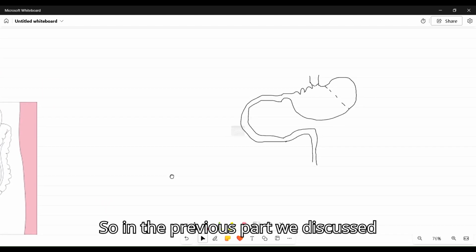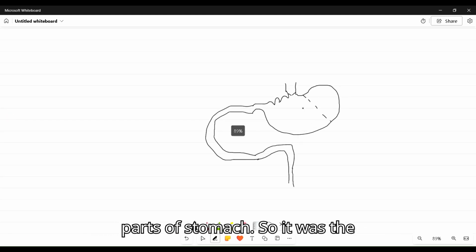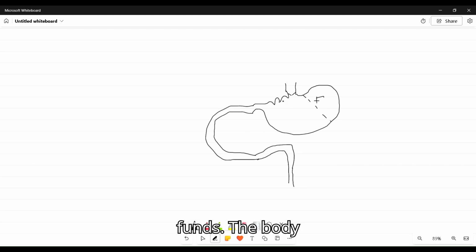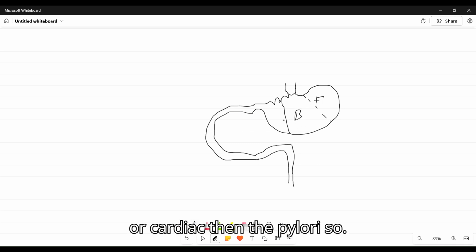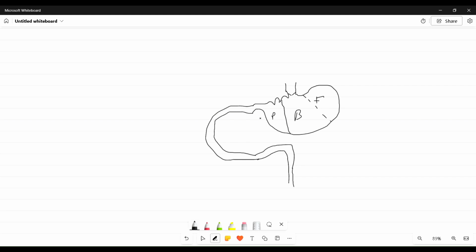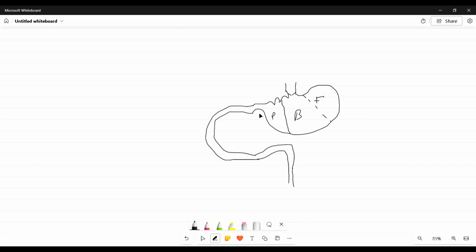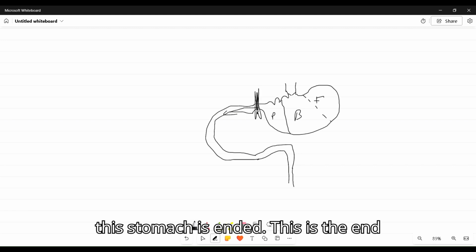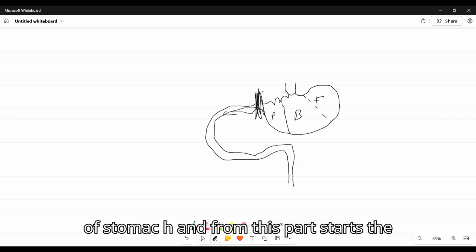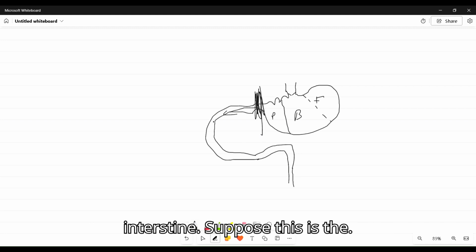In the previous part we discussed the stomach and the three different parts of the stomach: the fundus, the body or cardiac, then the pylorus. When the food is processed by the stomach, it goes through this duct, and from here the stomach has ended. This is the end of the stomach, and from this part starts the intestine.